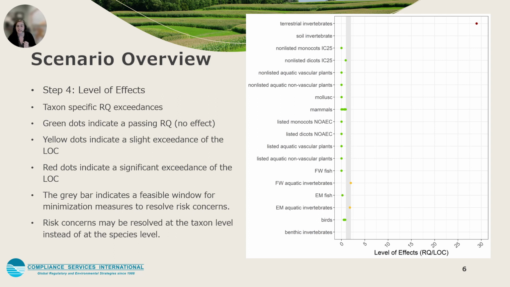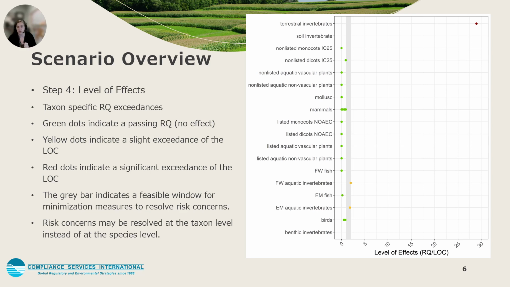The yellow dots indicate a slight exceedance of the level of concern, and the red dots indicate a significant exceedance of the LOC. You can see here we have one red dot for terrestrial inverts, which is what we laid out in the scenario in the previous slide. The gray bar here indicates a feasible window for minimization measures to resolve risk concerns. Risk concerns may be resolved at the taxon level instead of at the species level.